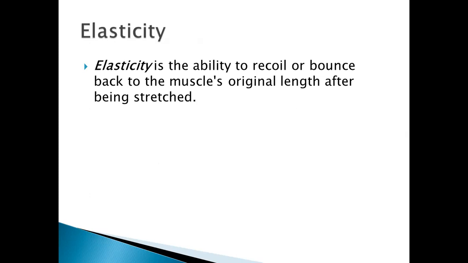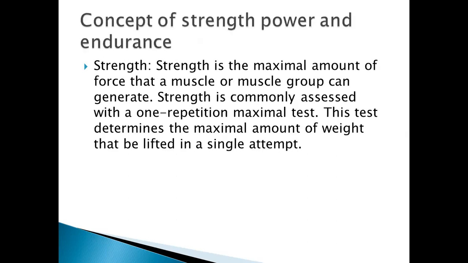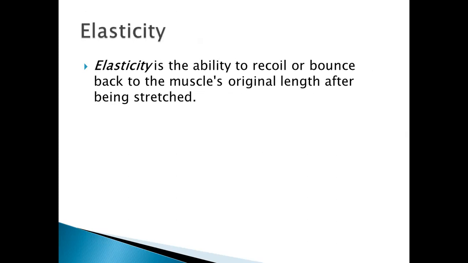Next property is elasticity. Elasticity is the ability to recoil and bounce back to the muscle's original length after being stretched. ठीक है, जब muscle contract करेगा, for example, let's take again example of elbow flexion. Elbow flexion में आपका muscle ने contract किया और वो shorten हो गया, tricep lengthen हो गया, और जब हम दोबारा से extension करेंगे तो muscle अपनी original position में आ जाएगा. यानी कि वापस अपनी original length में आ जाना is elasticity. And this is also one of the behavioral properties of musculotendinous units.